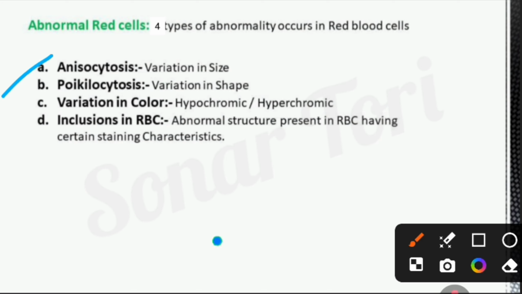Then this slide, abnormal red blood cell. There are mainly 4 types of abnormality that occur in the red blood cell. Those are anisocytosis, poikilocytosis, variation in color and inclusion in RBC.